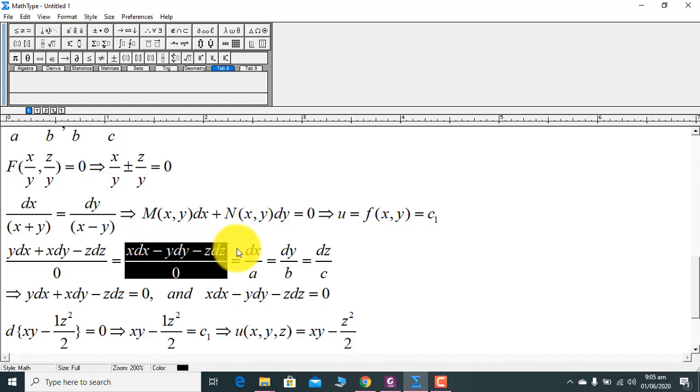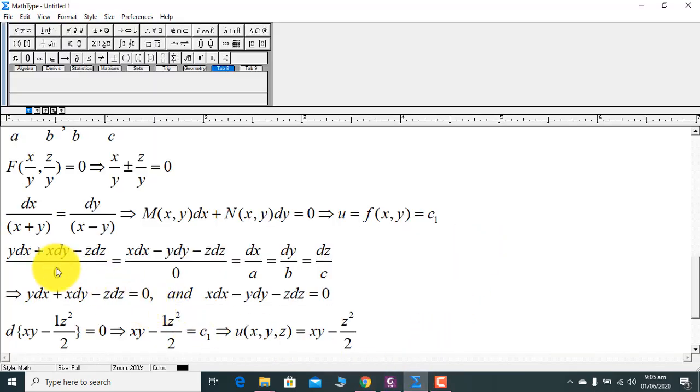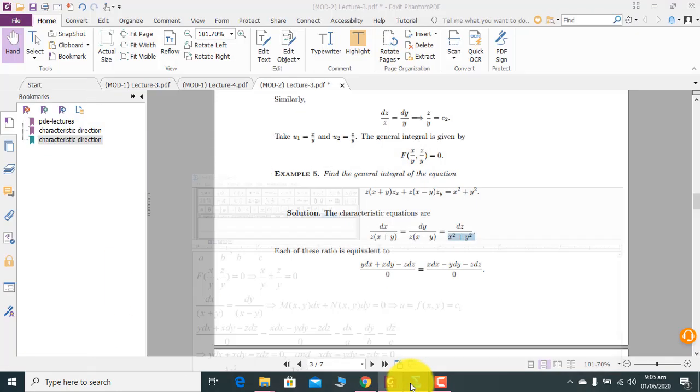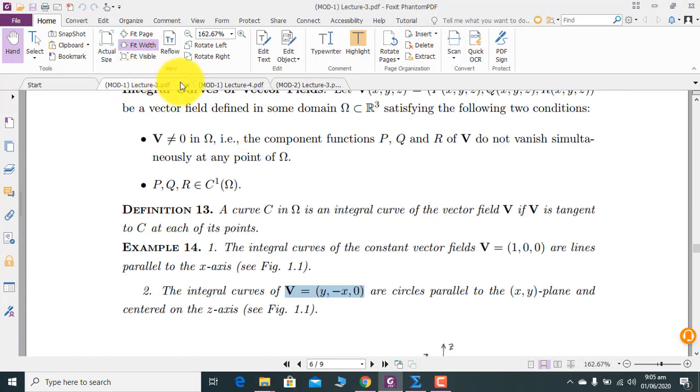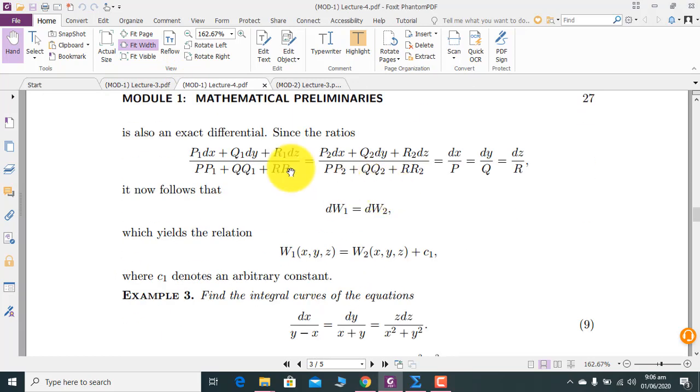You have to suppose A2, B2 and C2 such that the sum A A2 plus B B2 plus C C2 has to be 0. If this is 0, what will be the benefit? Look, the benefit will be that the theorem says this is equal to any proportion. This is actually a proportion of two ratios, equal to either dx over P, dy over Q, or dz over R.